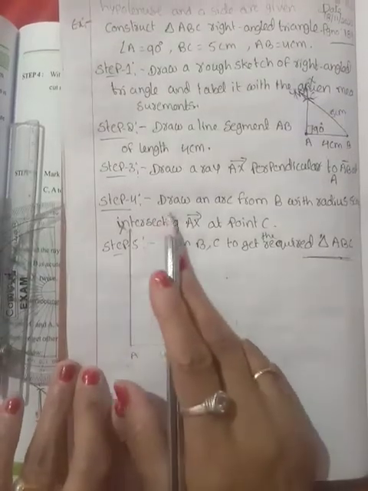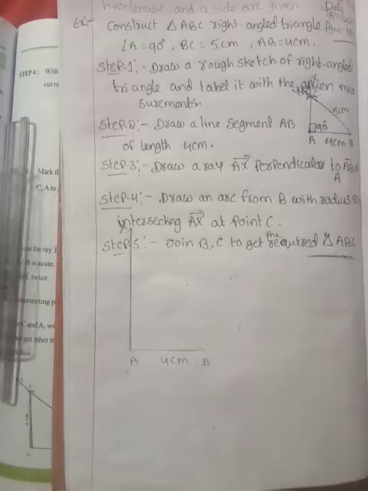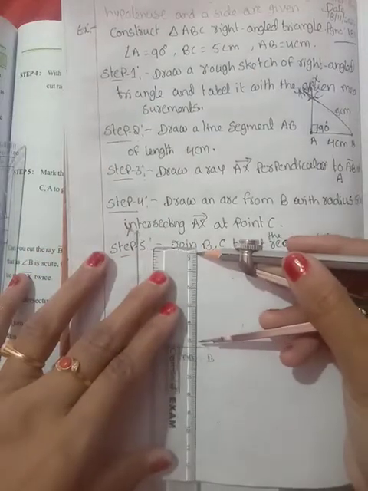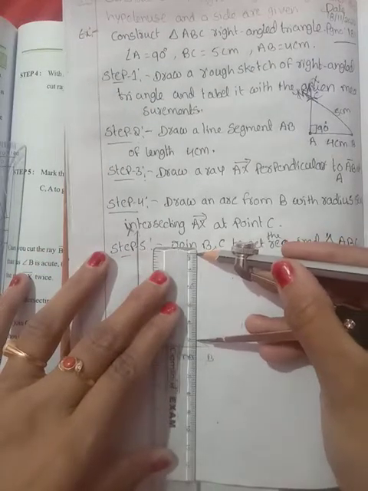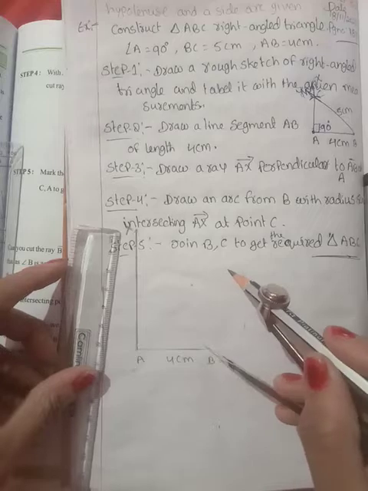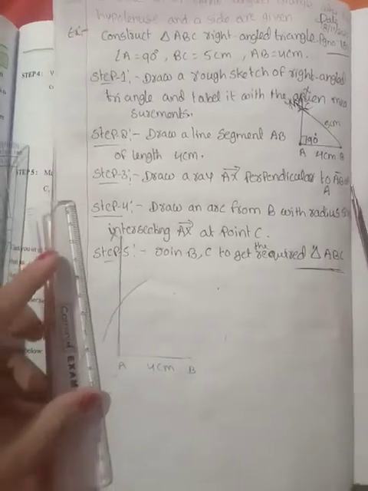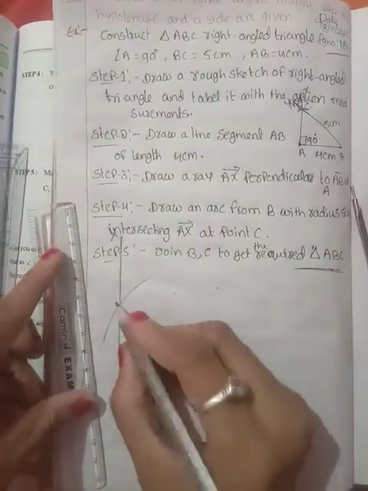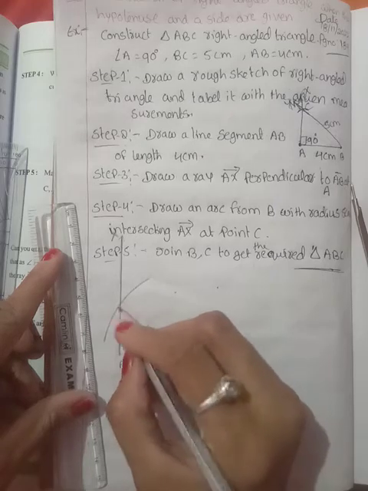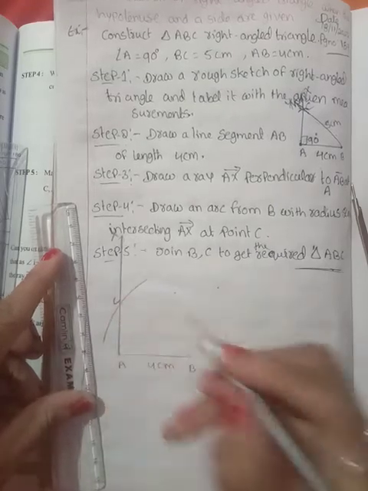Next is step 4. Draw an arc from B with a radius of 5 centimeters, using the ruler. Take the compass and draw one arc from B, here it is. So both arcs are intersecting with each other: the AX ray and the arc from B intersect at point C only.